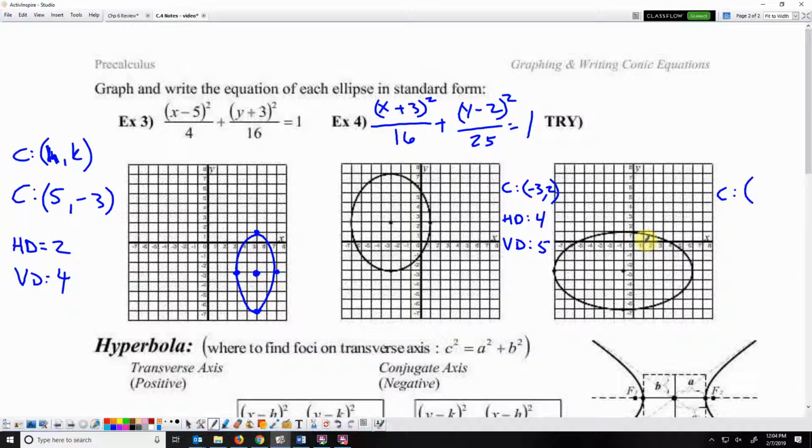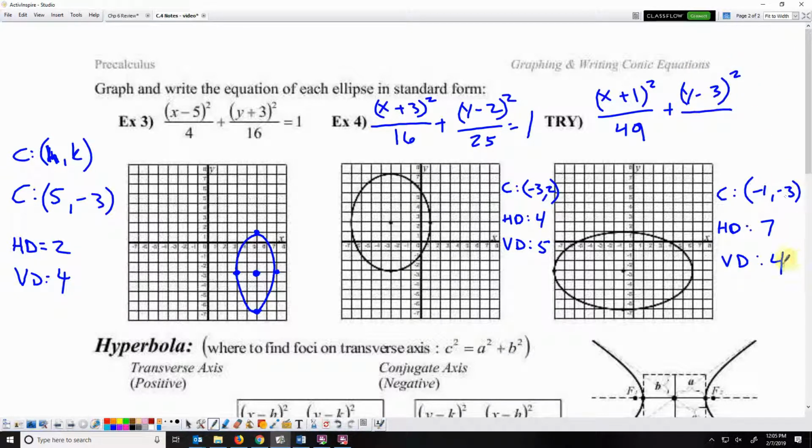Okay, here we have a center of negative 1, negative 3. A horizontal dilation, 1, 2, 3, 4, 5, 6, 7. And a vertical dilation, 1, 2, 3, 4. So for the horizontal components, x plus 1 squared over 7 squared is 49. And then for the vertical components, y minus 3 squared over 4 squared, 16, equals 1.